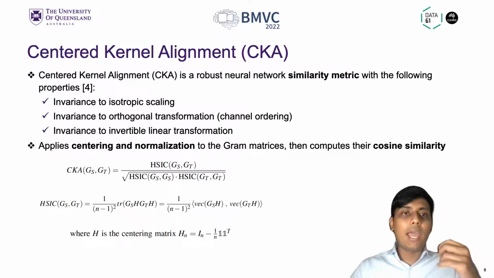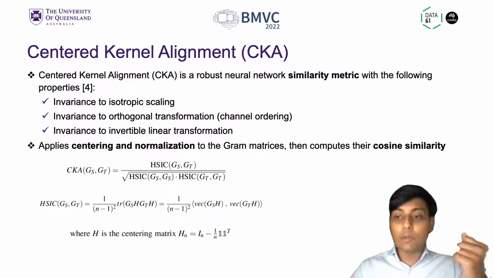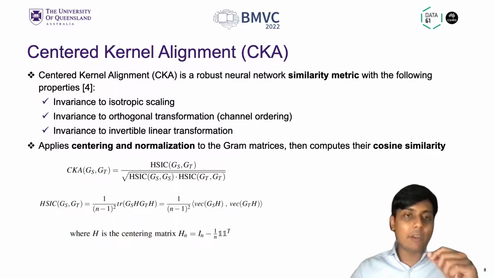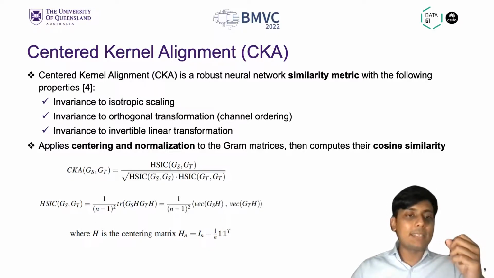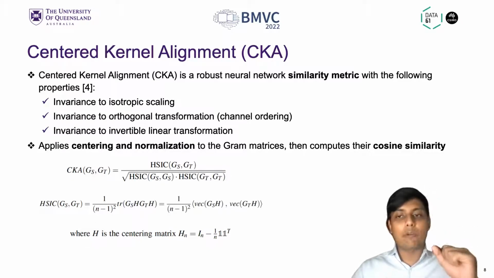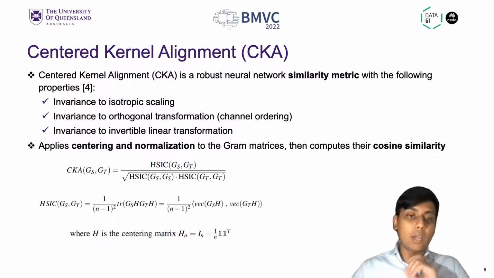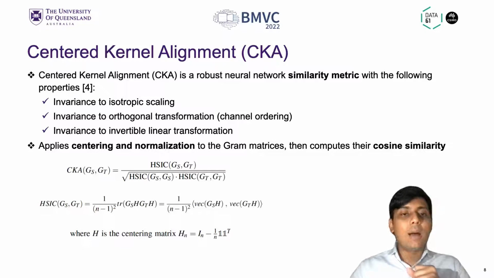It's actually one of the most robust neural network similarity metrics that is invariant to isotropic scaling. How it achieves that is it centers and normalizes the Gram matrices and then computes their cosine similarities. If you look at the CKA function here, you can see the HSIC kernel, which is the Hilbert-Schmidt independence criterion, is the one that actually does the centering and the normalization operations. All of the details are laid out below.